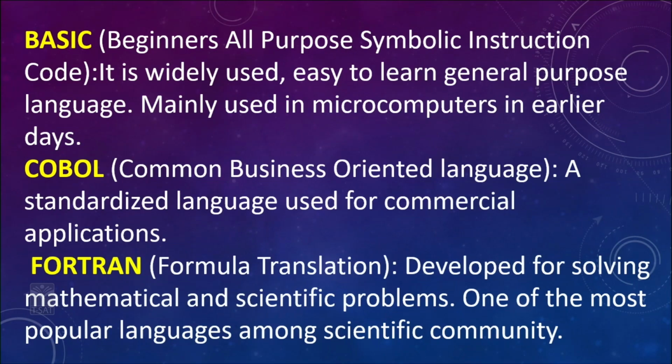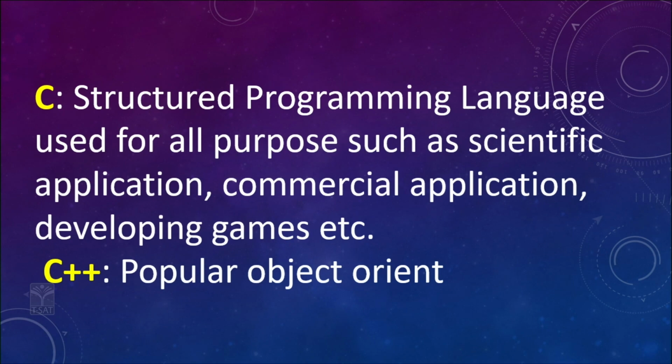Let me go quickly through the names of the languages. BASIC means Beginners All-purpose Symbolic Instruction Code. BASIC is one of the high level languages. COBOL is a standardized language used for commercial applications. Fortran is formula translation. These meanings are very important. COBOL means Common Business Oriented Language. Fortran means Formula Translation. C is a structured programming language, and C++ is a popular object oriented language. So, BASIC, COBOL, Fortran, C, C++ are the high level languages.